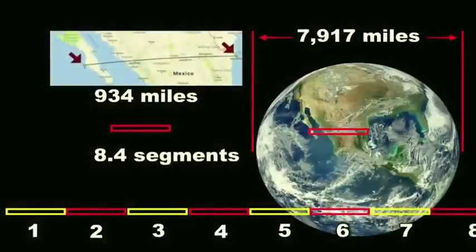Here's something we can measure across Mexico and Baja, and we can say, all right, this is 934 miles. The diameter of the Earth is 7,917. I should be able to fit 8.5 of these across this globe, right? I can't even fit them on this screen, right? So that should tell you something.